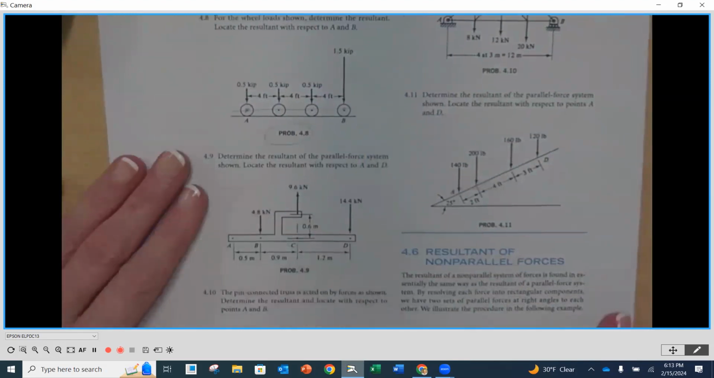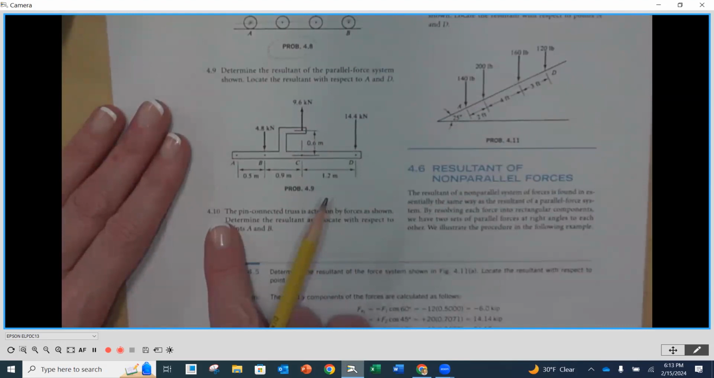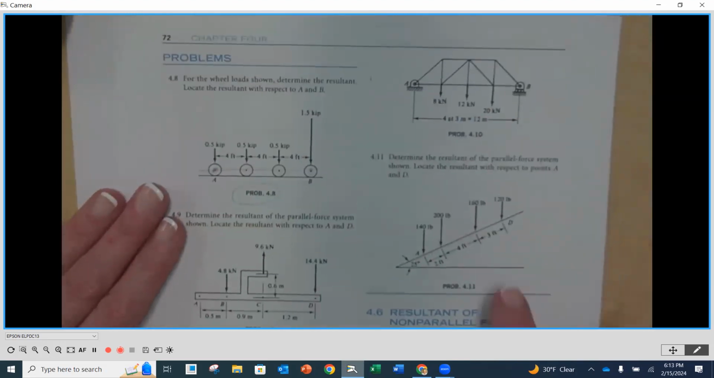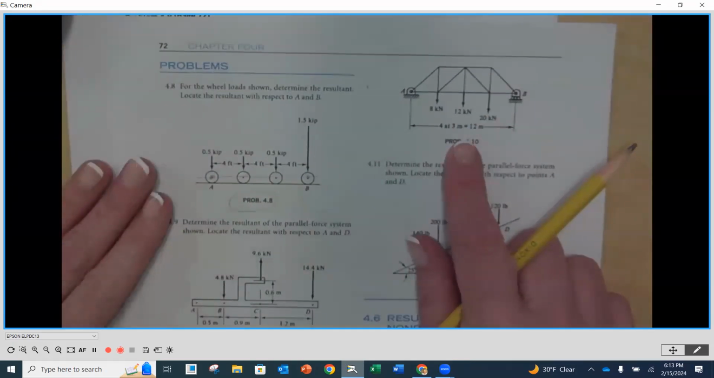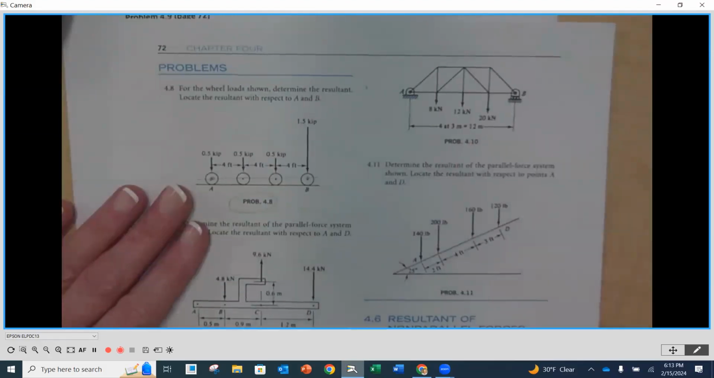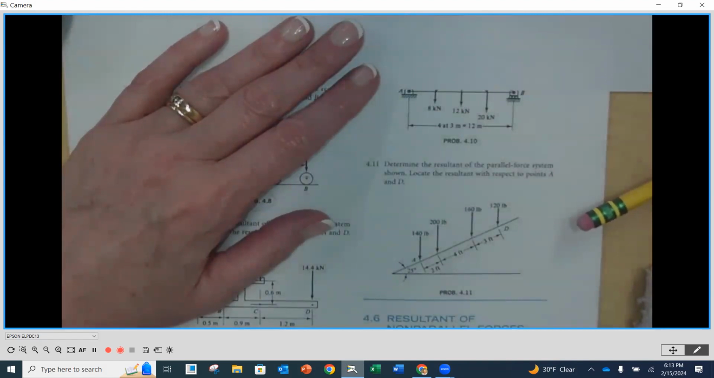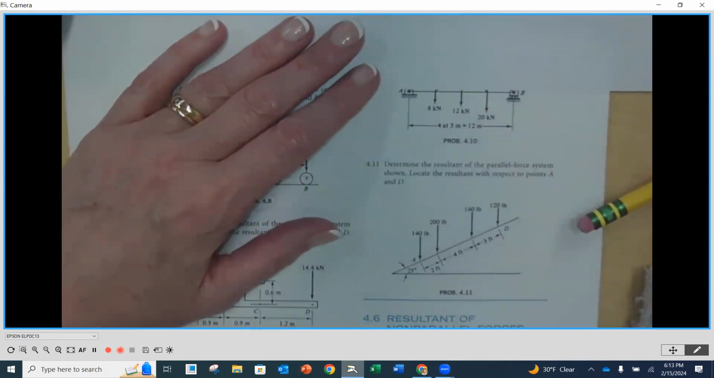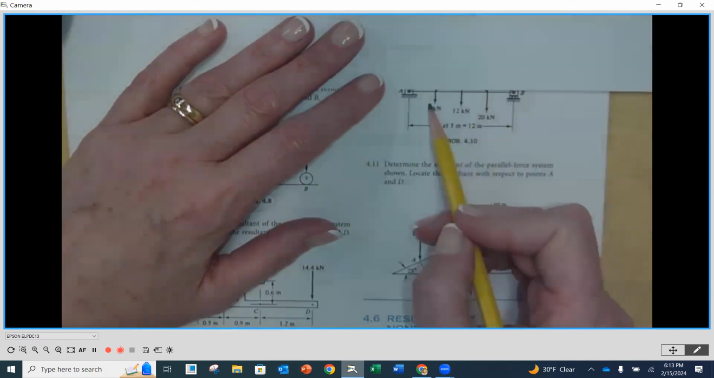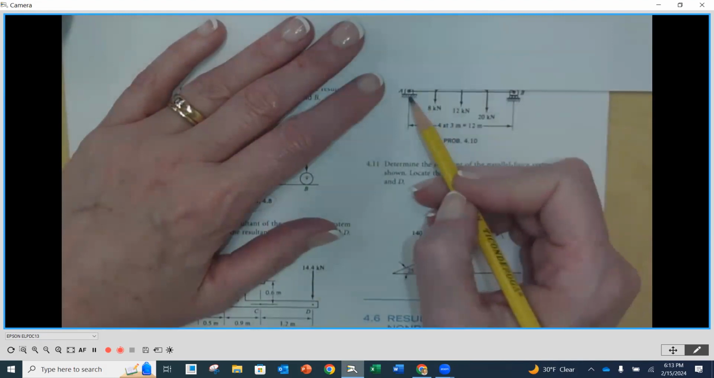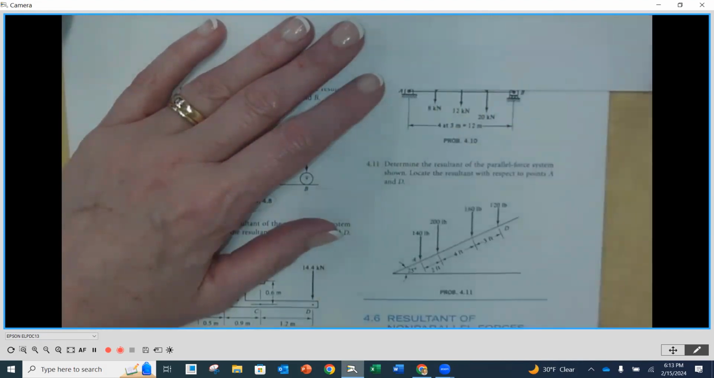The other one that you have is going to be problem 10. And it is actually the illustration up here, which is the truss. Now, what I want you to do is ignore the truss. What you basically have here is just a line with a couple forces that are supported at A and B. That's it. So the line starts at A and ends at B, and you've got 3 forces in the middle. Don't let the truss make it feel more complicated than it is. It's not. And we want to find the resultant of those 3 forces along that line between A and B.